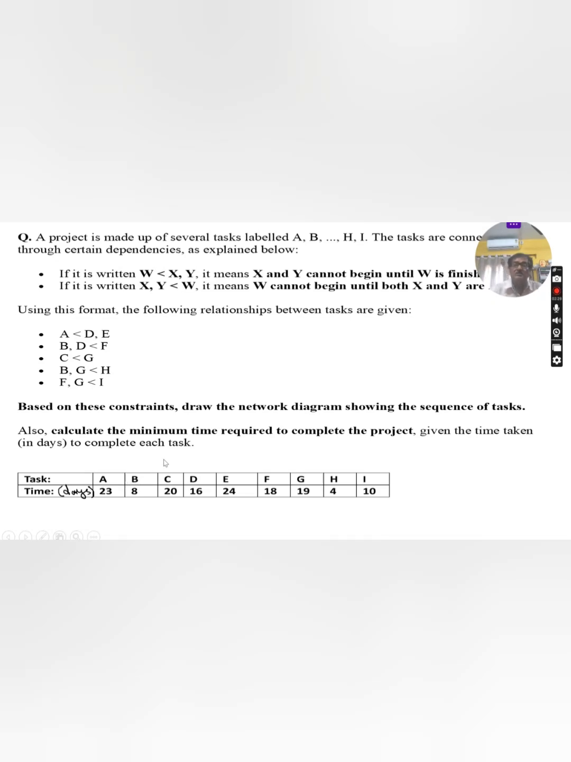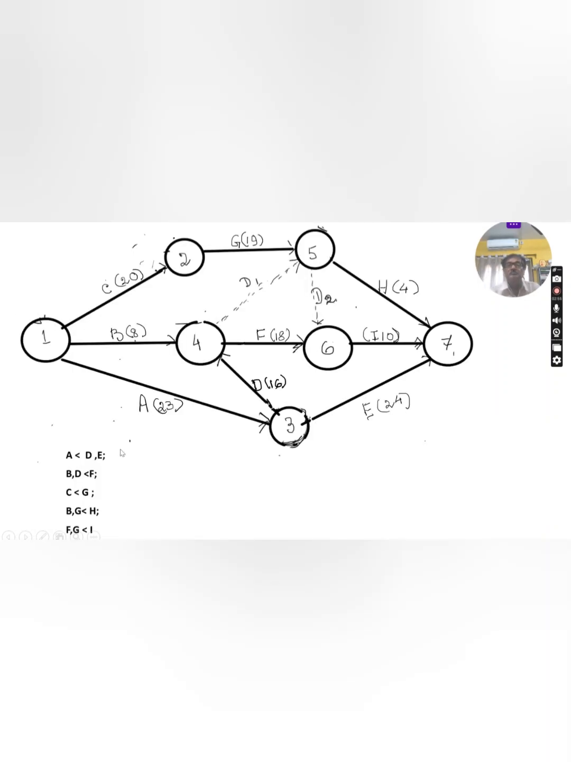Actually, this is a deterministic problem and it will be solved by the CPM method, meaning critical path method. The task durations are given in this table. For task I, the time required is 10 days. For task or activity E, the time duration is 24 days. It is in days. Now I am going to discuss how we determine the critical path.